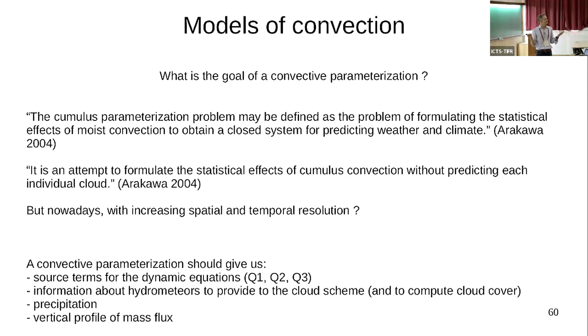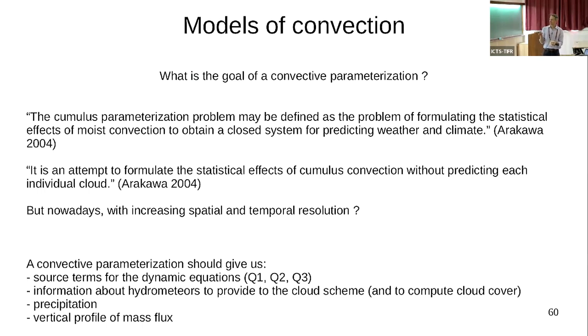Parameterizations are a model, but they are not the only models. You can also write a model which is not a parameterization. And I think I'm going to try to reduce this to just the parameterization. A parameterization is a model that you want to use to apply in another model, right? So the purpose of it is different because you want to make it part of a larger model. So what's the goal of a convective parameterization? Arakawa said the cumulus parameterization problem may be defined as the problem of formulating the statistical effects of moist convection to obtain a closed system for predicting weather and climate.